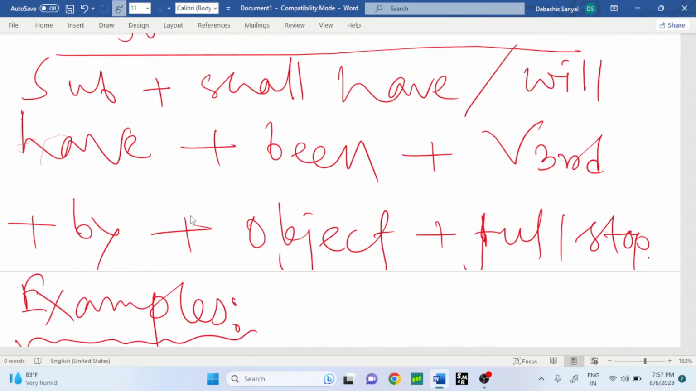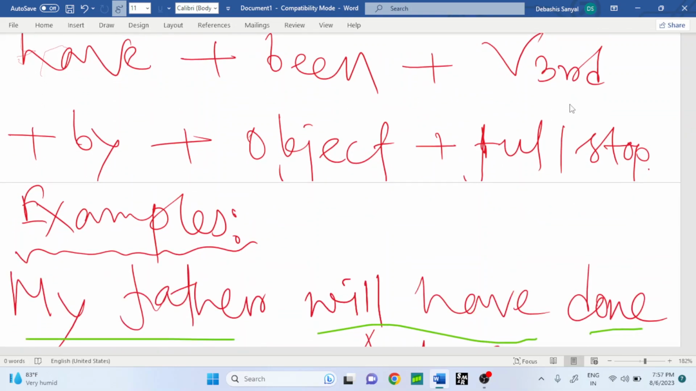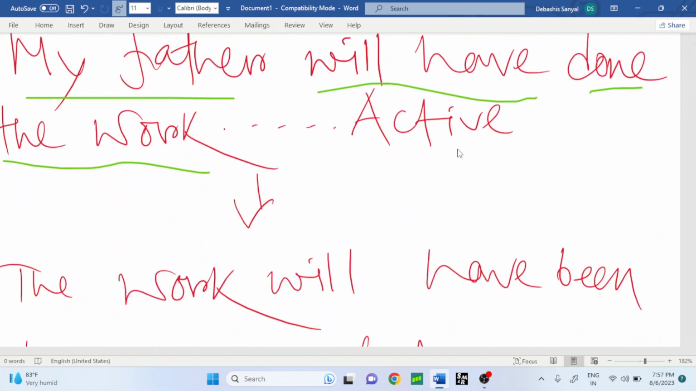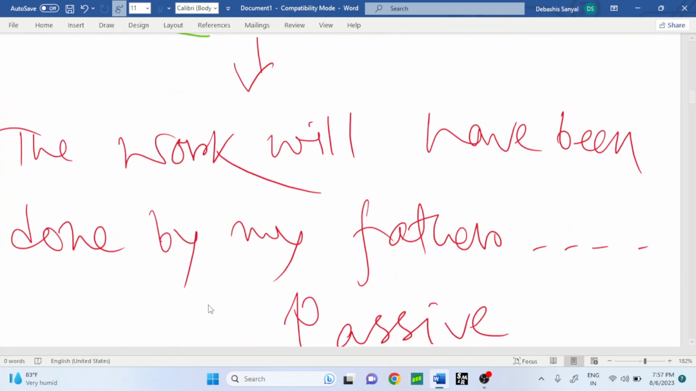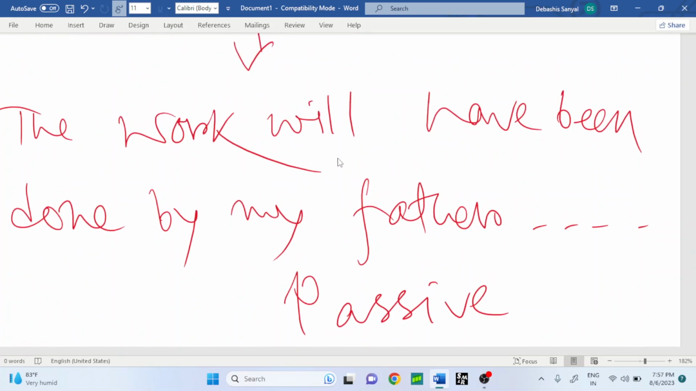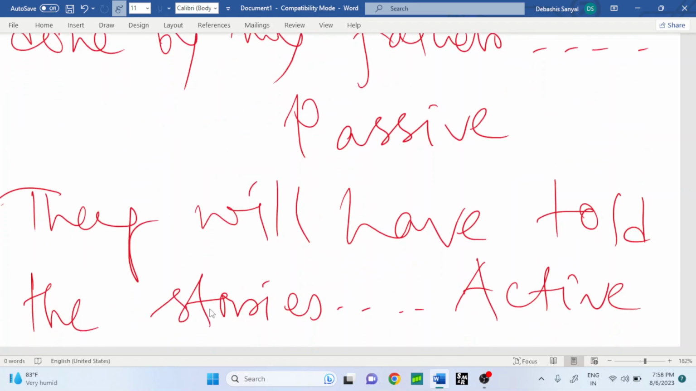See the structure again. Subject, the work; then will have, then been; the verb, third form of the verb, is done; by my father, and at the end of the sentence there is a full stop. The work will have been done by my father.